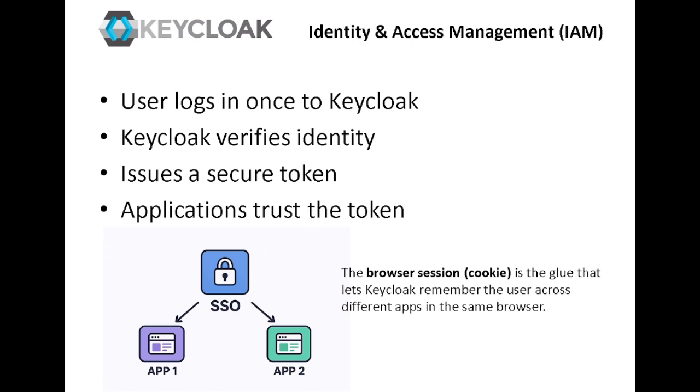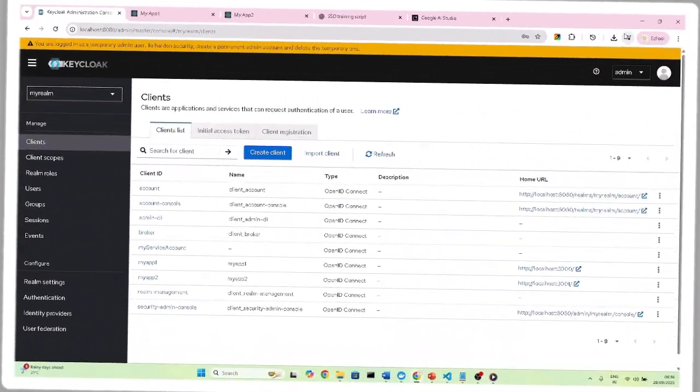And here is the secret. The browser session or cookie. Once you are authenticated, that cookie is like a digital glue that lets Keycloak remember you as long as you stay in the same browser. The result, smooth, seamless access across all systems. No more juggling usernames, no more relogins. With Keycloak SSO, you get speed, security and simplicity all in one login, one identity, one trusted token, one smooth experience. That is how Keycloak makes multiple systems work fast.